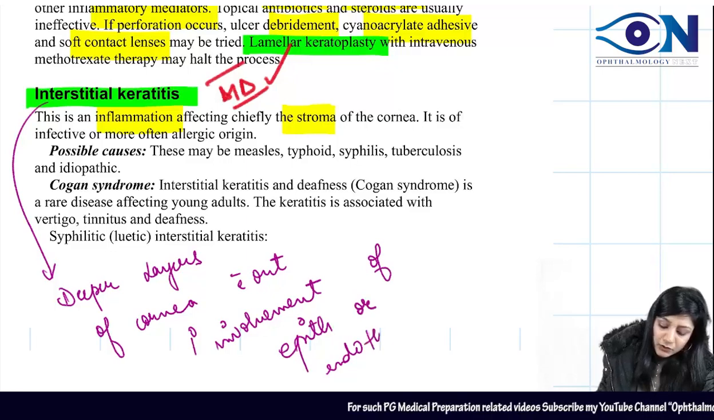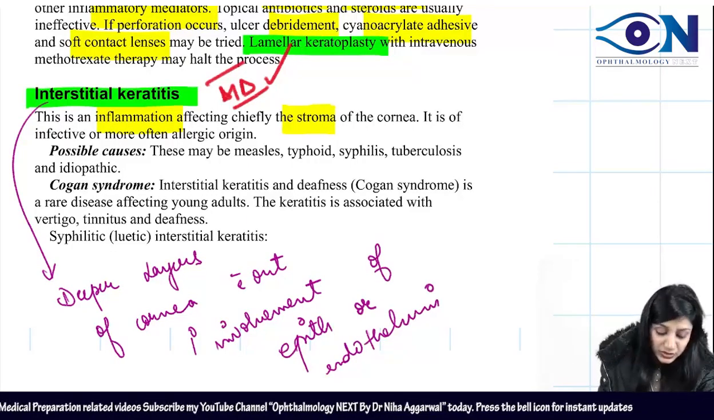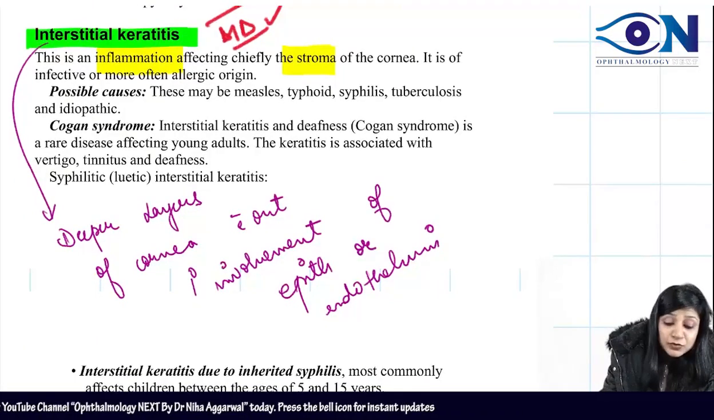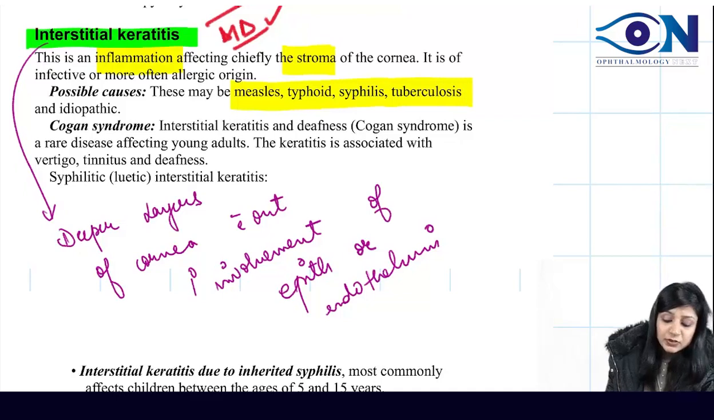Without the primary involvement of epithelium or endothelium, if we have deeper layers involved, this is interstitial keratitis, and you have to learn definitely the causes. They're always asked. We have measles, typhoid, syphilis, tuberculosis, and idiopathic. These are the main causes.